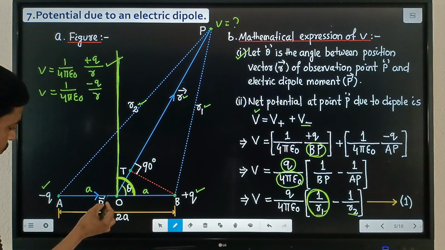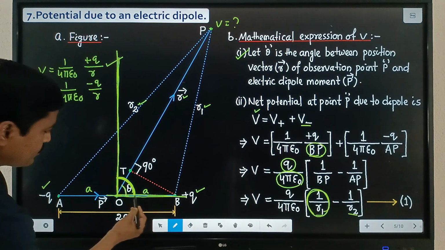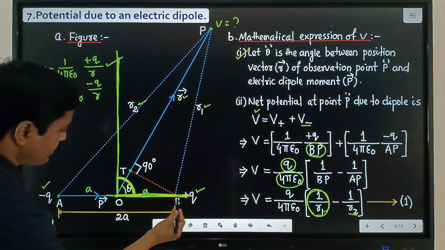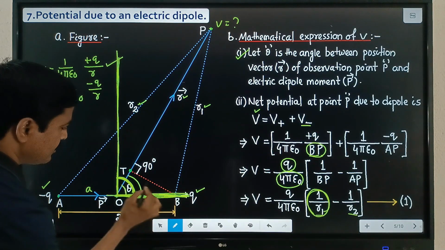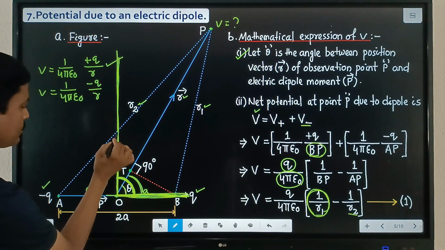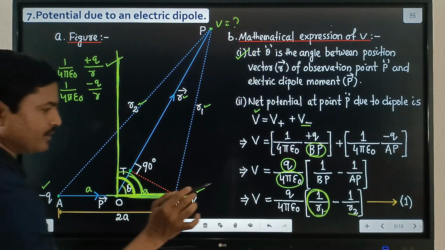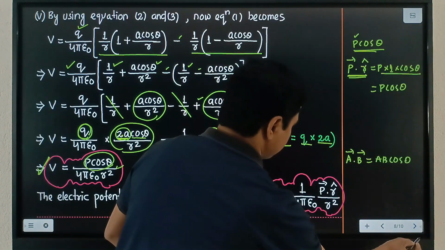Clear? This one is your axial line. For the axial line, what is the angle? This theta now becomes 0. For the axial line, theta is equal to 0. For the equatorial line, theta is equal to 90 degree. Only we put this one.